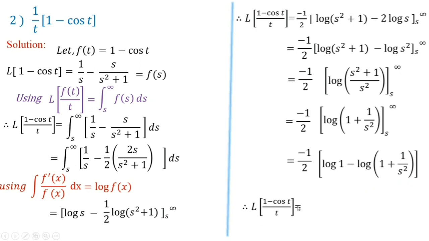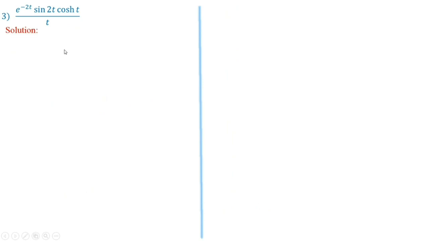Therefore, Laplace of (1 minus cos t) upon t is equal to, here value of log 1 is 0, minus 1 by 2 into 0 is here 0, then minus 1 by 2 minus log of (1 plus 1 upon s square) is here 1 by 2 into log of (1 plus 1 upon s square). Therefore, Laplace of (1 minus cos t) upon t is equal to 1 by 2 into log of (1 plus 1 upon s square). Example number 3.